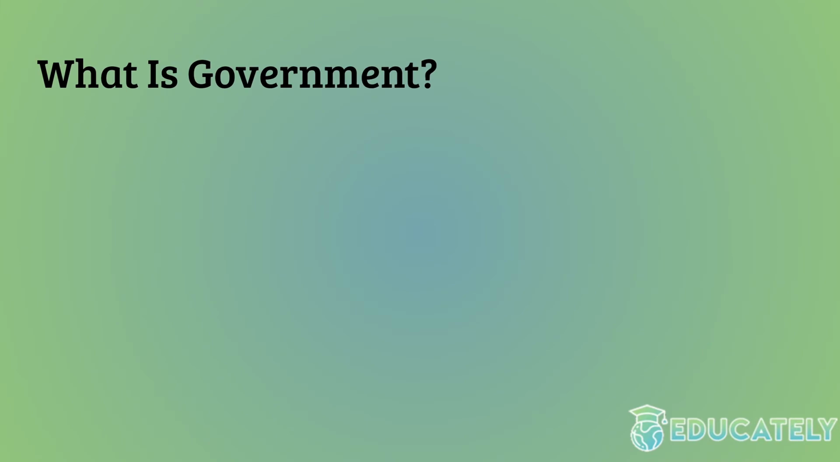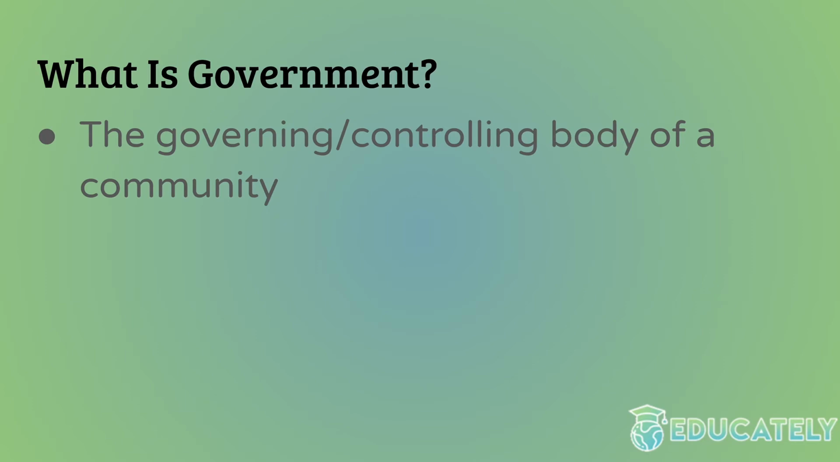What is government, you might be asking? In case you didn't know, the government is just the governing or controlling body of a community. It can be countries. In the US, you have states. Other places, you might have provinces. Cities have governments. Today we're just going to be talking about national governments. That's most of what you'll cover about governments in your geography class.